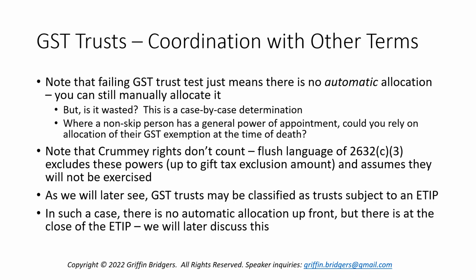For now, I want to just carve back a little bit of coordination with other terms, one being crummy rights. Remember, crummy rights, as I briefly mentioned, don't count. The flush language of Code Section 2632(c)(3)(B) excludes those powers up to the gift tax exclusion amount and assumes that they will not be exercised. So the consequence is that you can have a GST trust and give crummy rights of withdrawal to beneficiaries without failing that GST trust test, which is important because later we're going to find out it may be helpful to rely on automatic allocation of GST exemption for crummy rights that are given to skip persons.